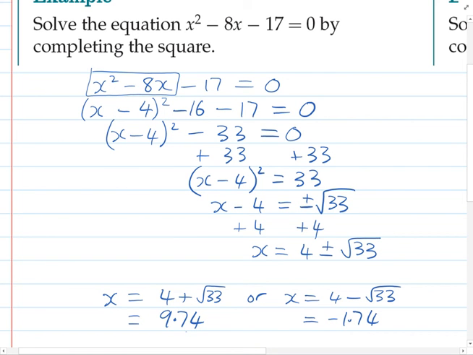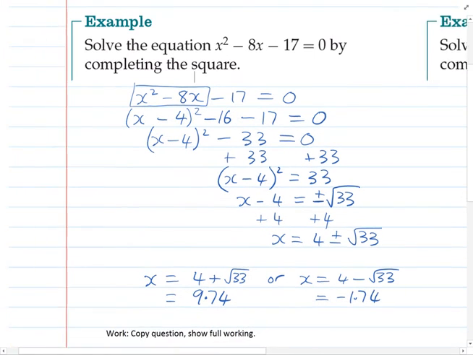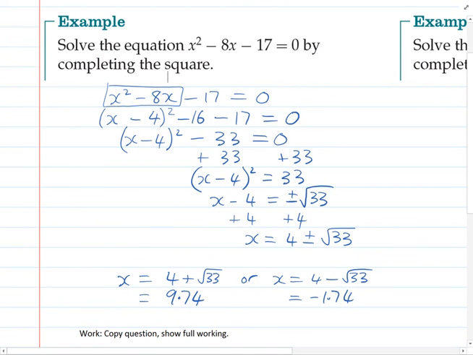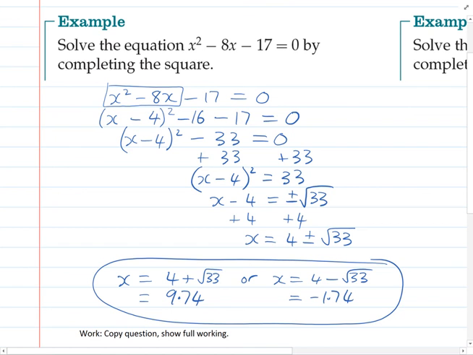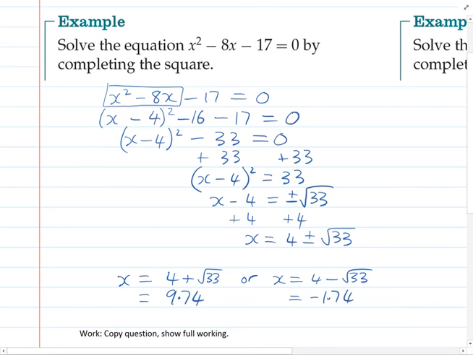You can see these decimals are not very nice, and that's why this method is used when we cannot factorize a quadratic. That process is the same all the time, and you don't usually have to do this bit here. Just make sure you read the question to see what it wants the answer in. But this is your method, and it is the same every time.